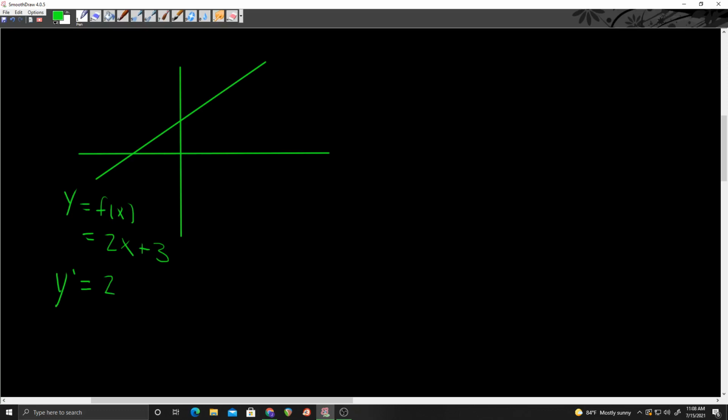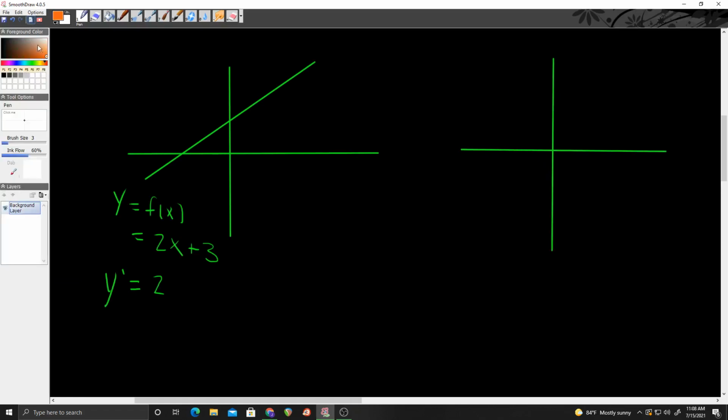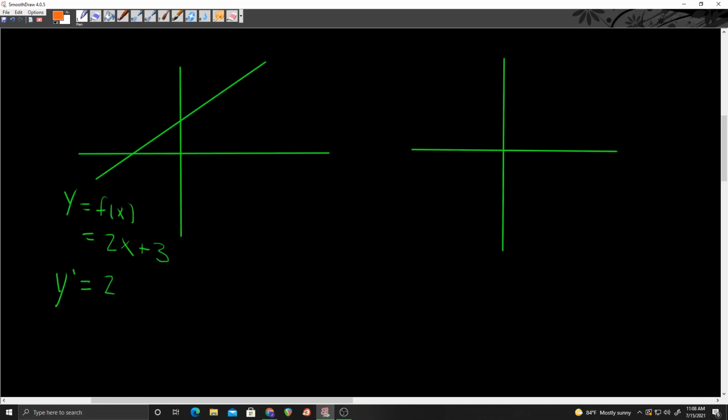Okay? And so if we plot the derivative of 2x plus 3, we're just going to get a horizontal line. That is because the steepness of 2x plus 3 is the same everywhere. Any x value that you look at, the slope is the same, so constant slope, so the derivative looks like this. So this is y prime equals 2.